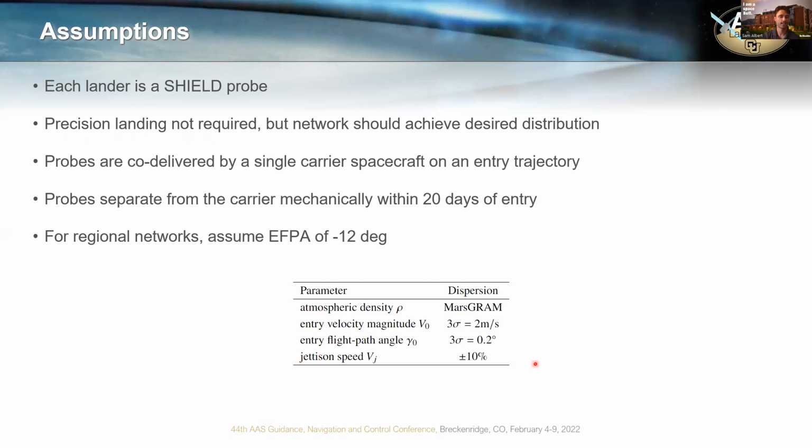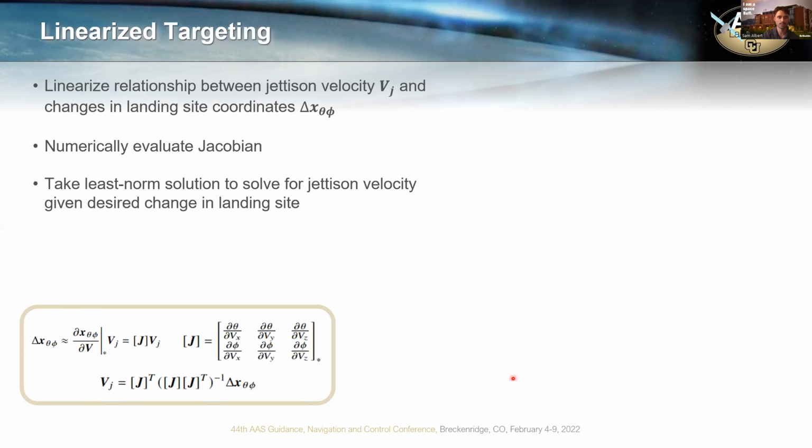And lastly, in addition to these dispersions shown earlier, we're now also dispersing jettison speed with a uniform distribution at plus or minus 10% of its nominal value. So in cases where the separation on the surface that we're looking for is pretty small, we can take advantage of a local neighborhood and the approximately linear relationship that occurs between the required jettison velocity and our desired change in landing site coordinates, latitude and longitude.